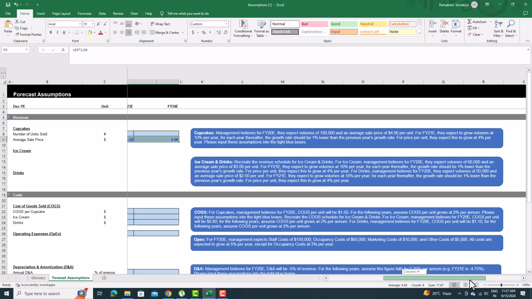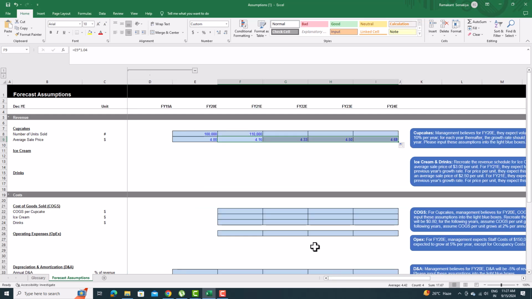To calculate volume for 2021, 2022, 2023, 2024, multiply the previous cell with values 1.1, 1.09, 1.08, 1.07, respectively.